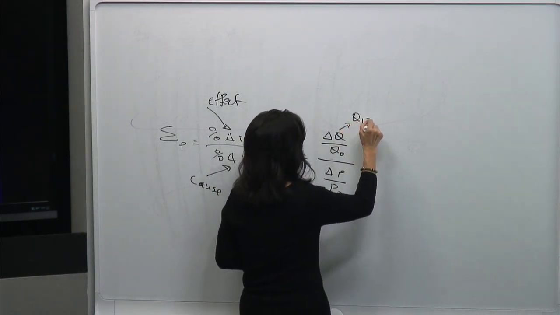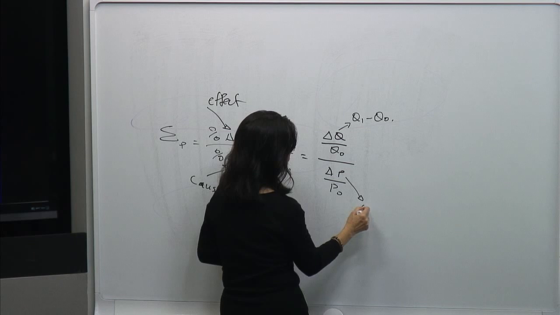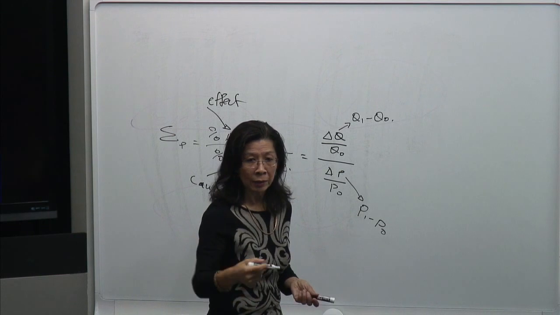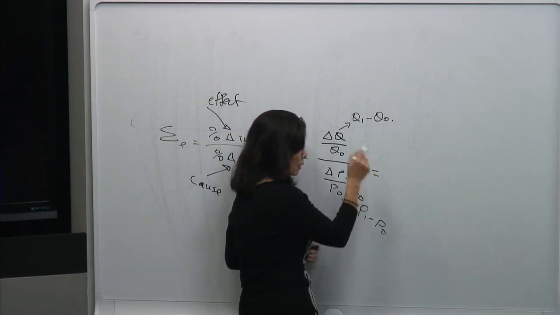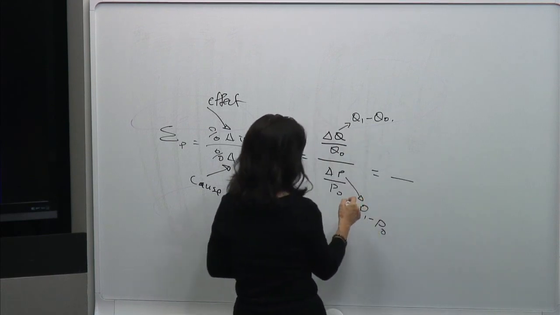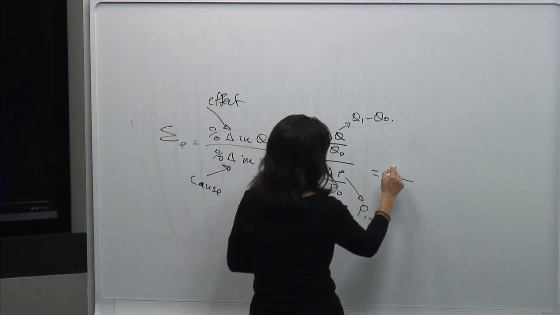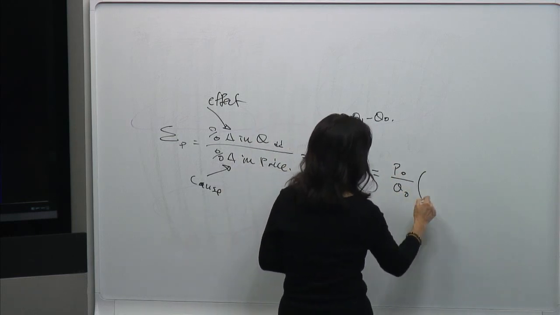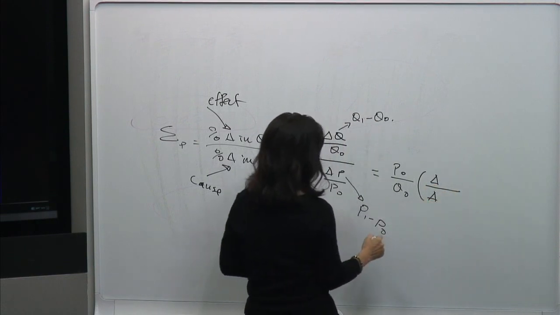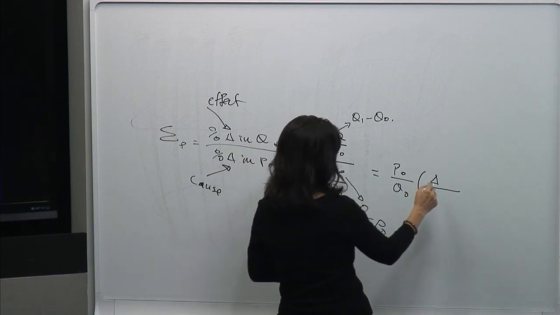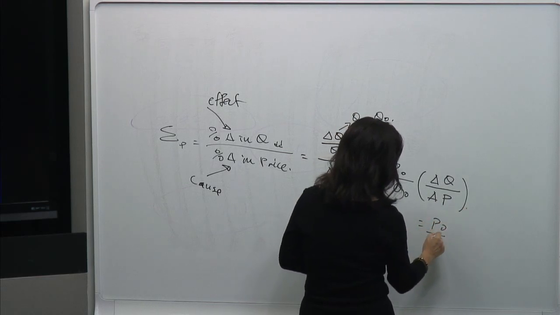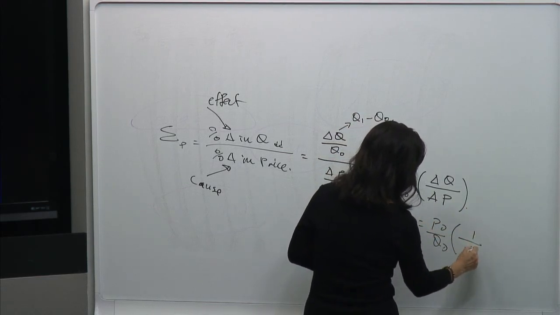And this is your Q1 minus Q naught. We gave an example with the original price versus the new price, before and after the change, and the quantity before and after. So at the end, you will have something like P naught, Q naught. Remember the example we gave? This would be your change in P, Q. It's basically your P naught, Q naught, times 1 over slope.